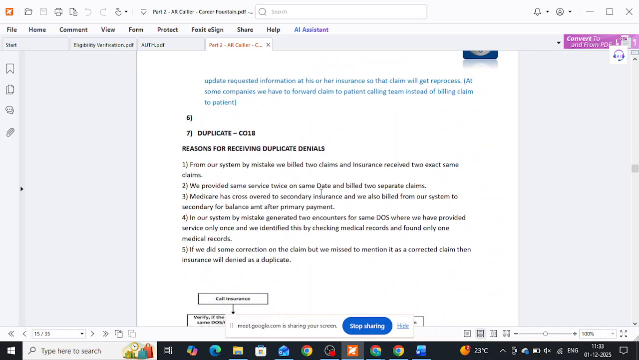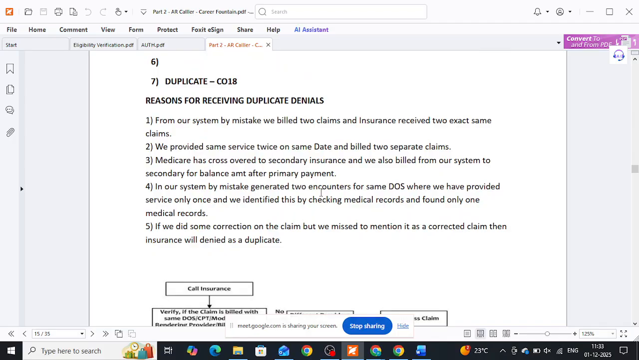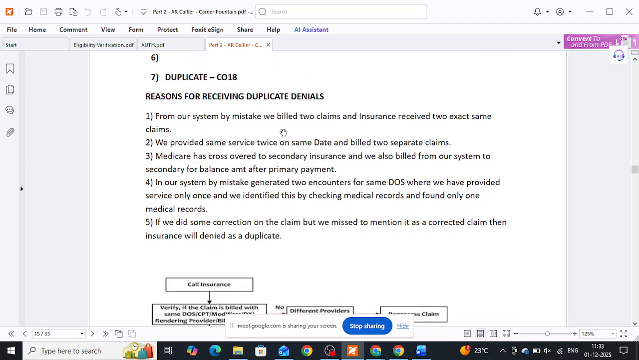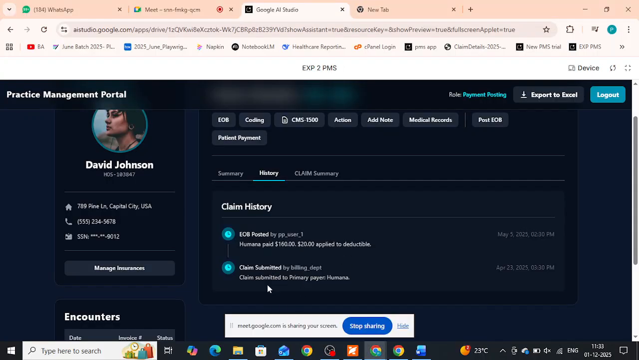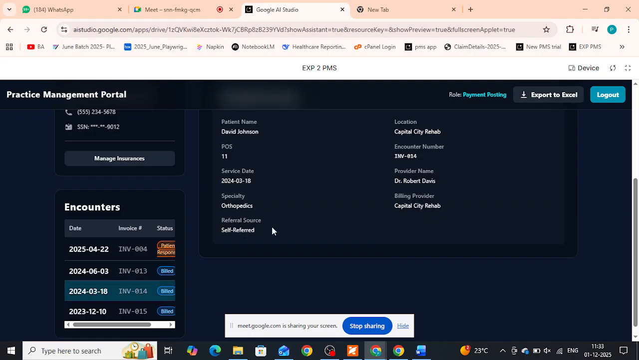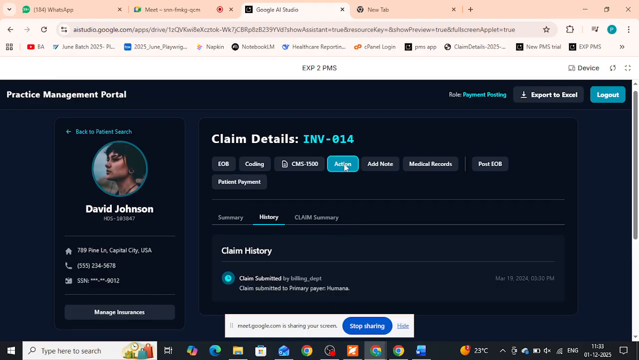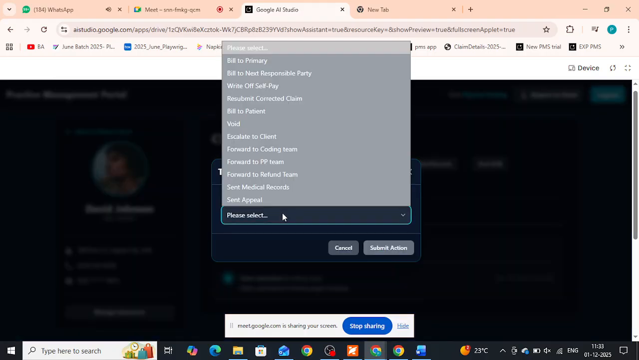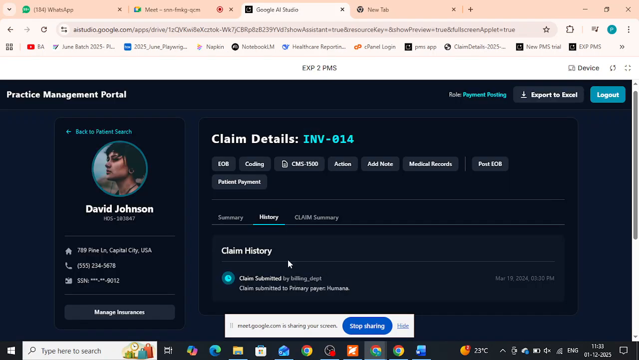Now next is the duplicate denial. Multiple reasons can be there to receive a duplicate denial. One is a mistake from our system. Example, let me show you. This is one claim, this is Humana, and by mistake someone has billed this claim again to primary without doing any correction. Cigna, right?